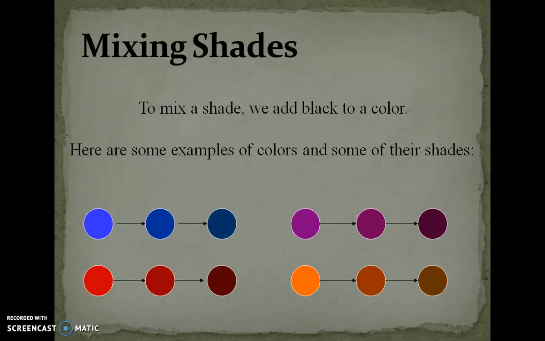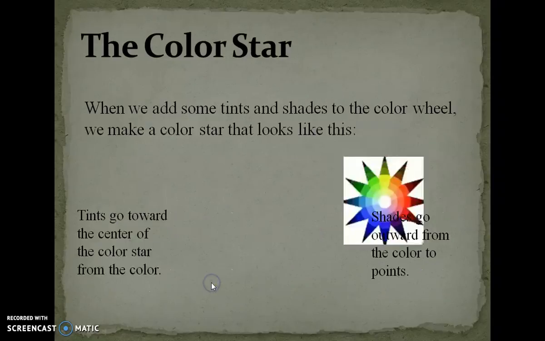Mixing shades. To mix a shade, we add black to a color. Here are some examples of colors and some of their shades. For example, if you add black to this blue color, it becomes something like this. When you add black color to this red color, it becomes something like this.